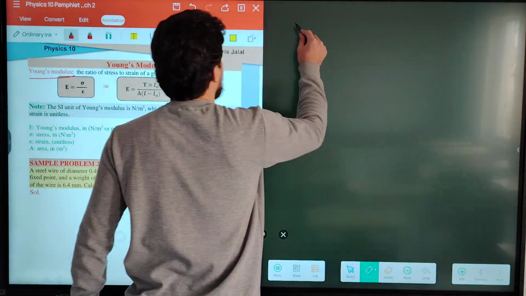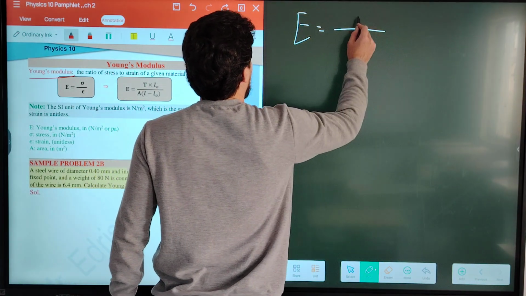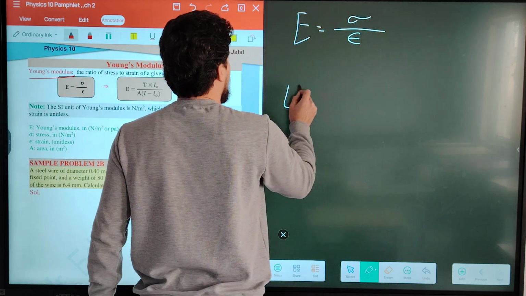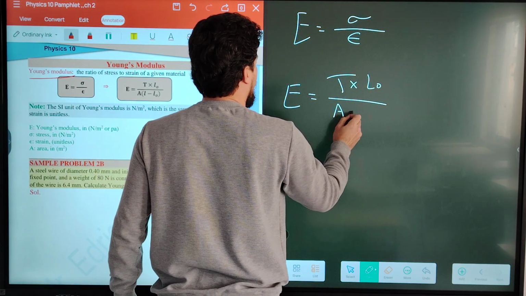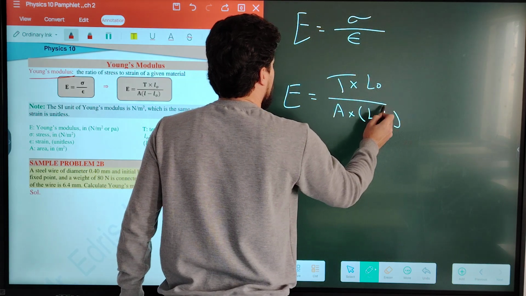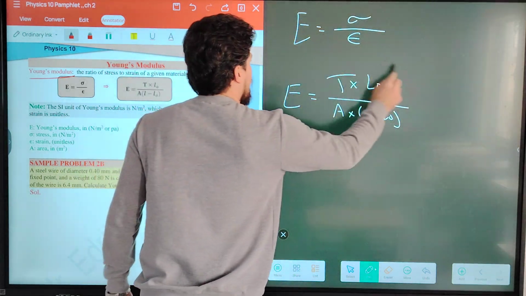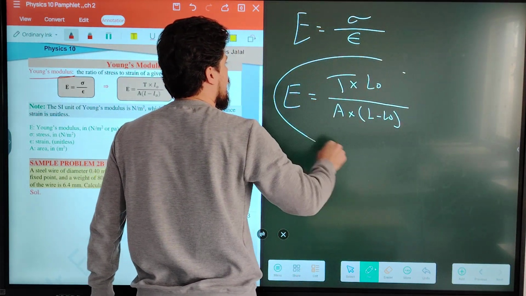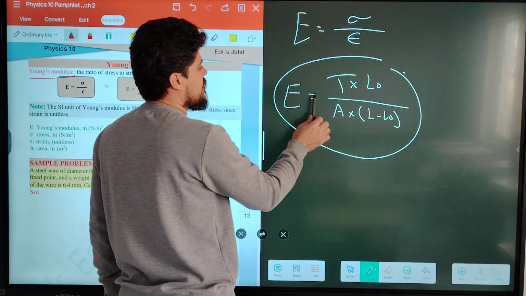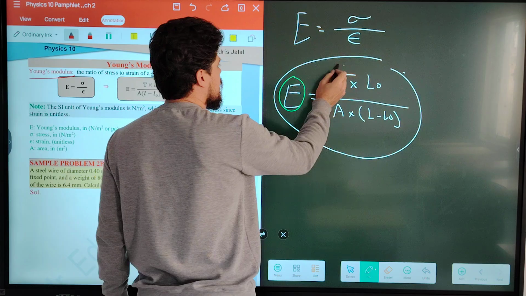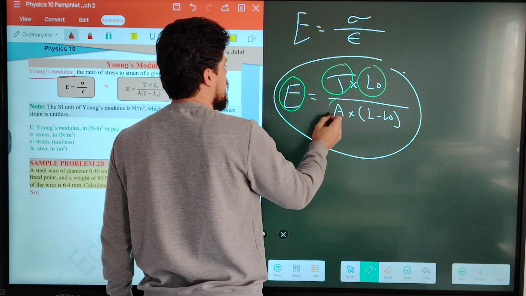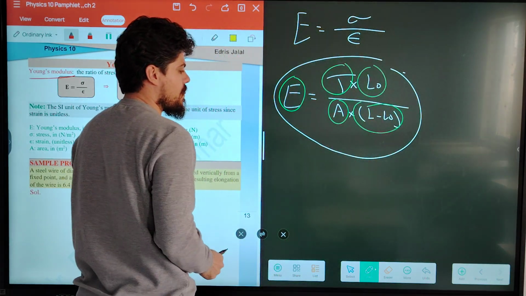So, how many equations do we have? 2. Stress over strain, tension times initial length over area times elongation. Guys, look. How many variables do we have? We have 5 variables: Young's modulus, tension, initial length, area, and elongation.